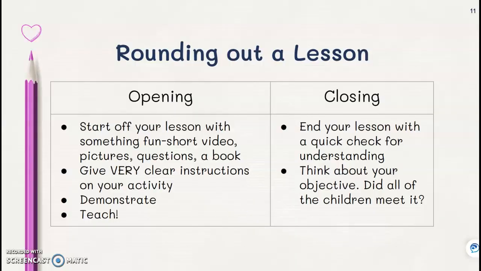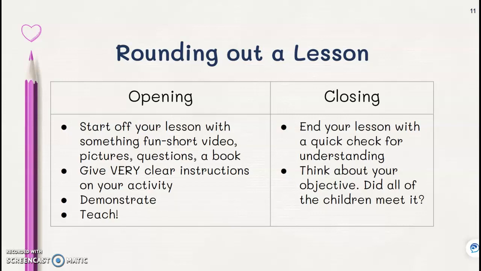And then lastly, when you're rounding out your lesson, you want to think about an opening. So you're going to start your lesson off with something fun. Maybe it's a little video that you find on YouTube, or you show some pictures, or you have some questions for them about their previous learning, or maybe you read a book about outer space. Then you want to give very clear instructions on your activity. Oftentimes you're going to want to demonstrate, especially if you're using materials that might be new, and then you actually have to teach. So you're not going to just set something in front of the tots. You want to actually teach them how to do it.